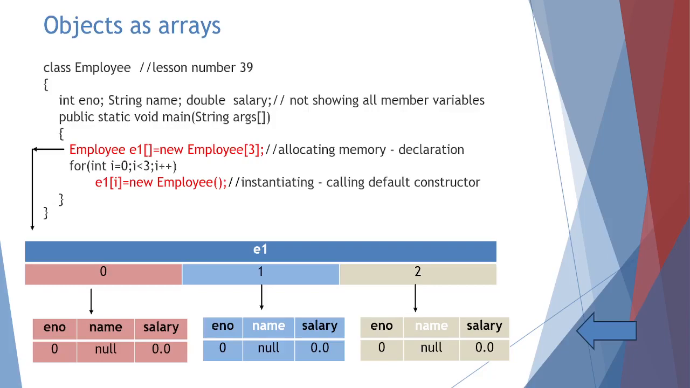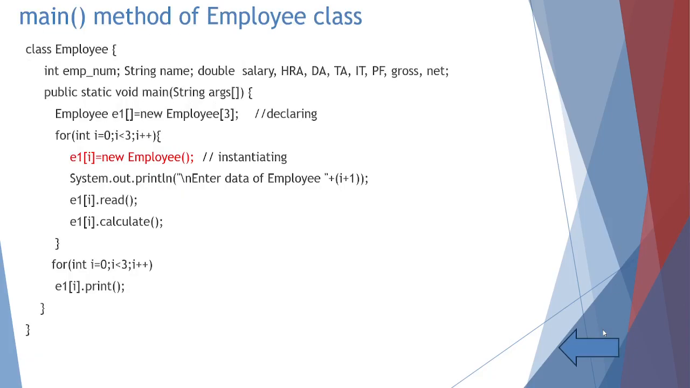Easy, simple. Now, let's see the main method a little bit more. Class employee has 10 instance variables. Then public static void main, creating or declaring an array of objects, that is 3. Now the for loop, e of i is equal to new employee, which we have seen, the statement instantiating, or actually reserving space. And we are printing a message, enter data of employee i plus 1. That is, temporarily 0 plus 1 is 1, then 2, then 3.